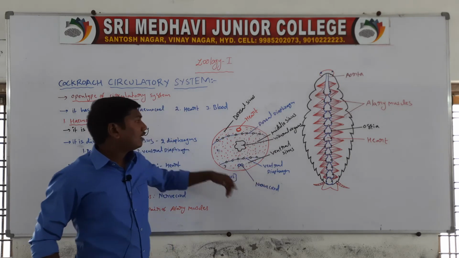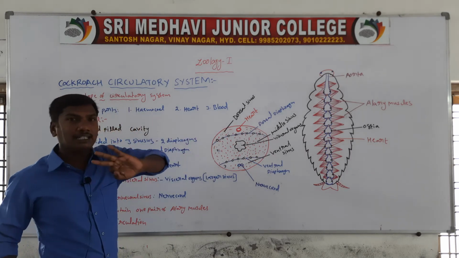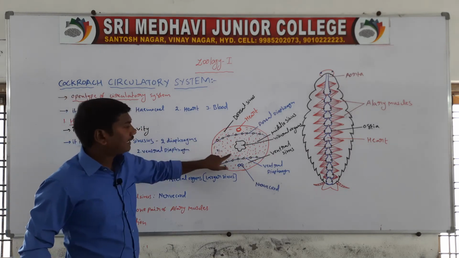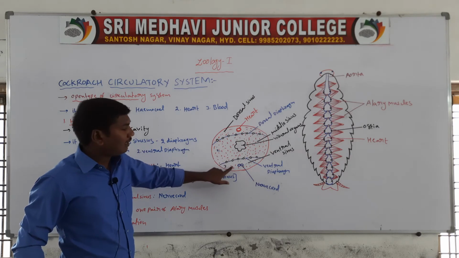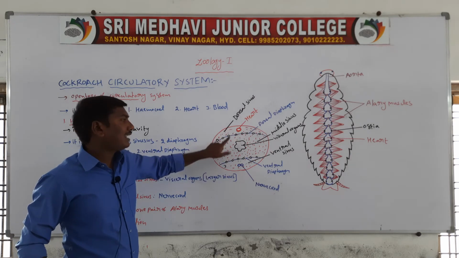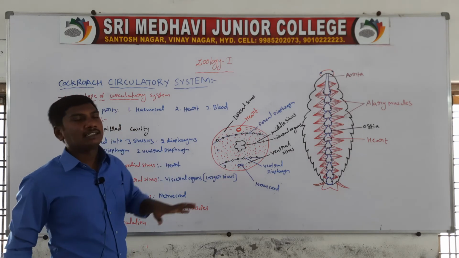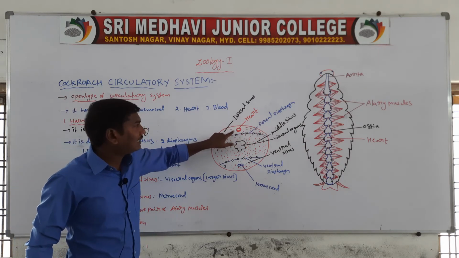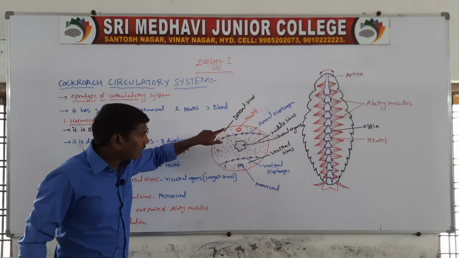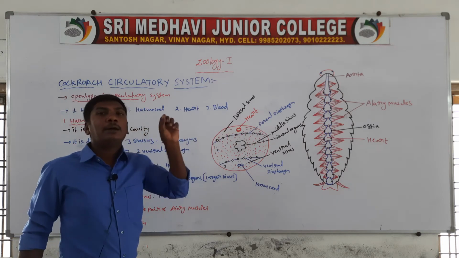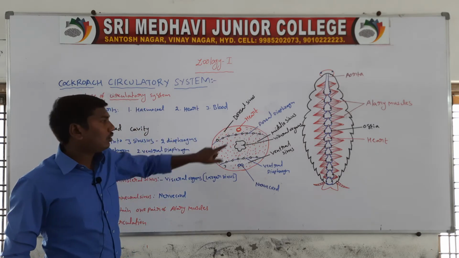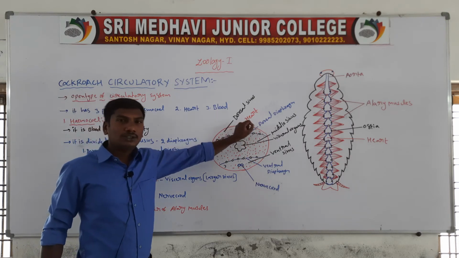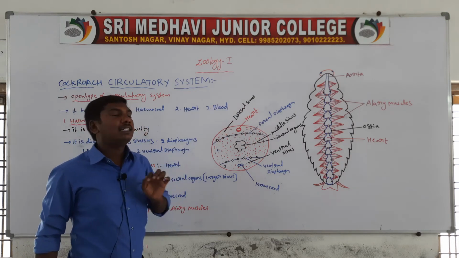Next one, the sinuses. They are divided into three sinuses. First one dorsal sinus, second one middle sinus, third one ventral sinus. So the dorsal sinus encloses the heart. So this sinus is also called as pericardial sinus.